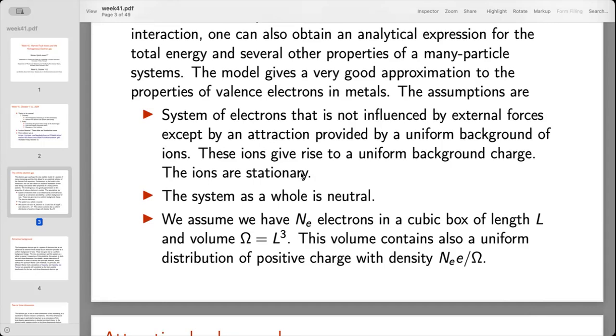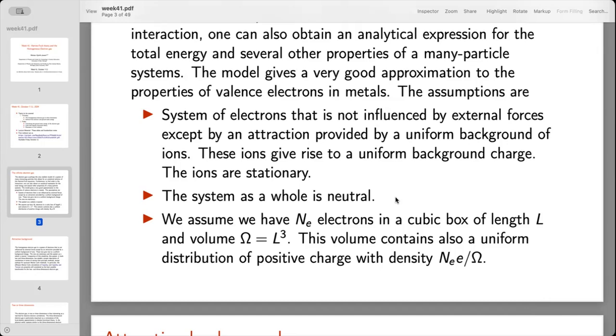But instead of having discretized atoms, we are assuming that these atoms or ions give rise to a uniform background charge. And we also assume that these ions are stationary. So the system as a whole is seen as neutral. It means that the number of electrons balances the number of charges which come from the ions, so that the system as a whole is neutral.